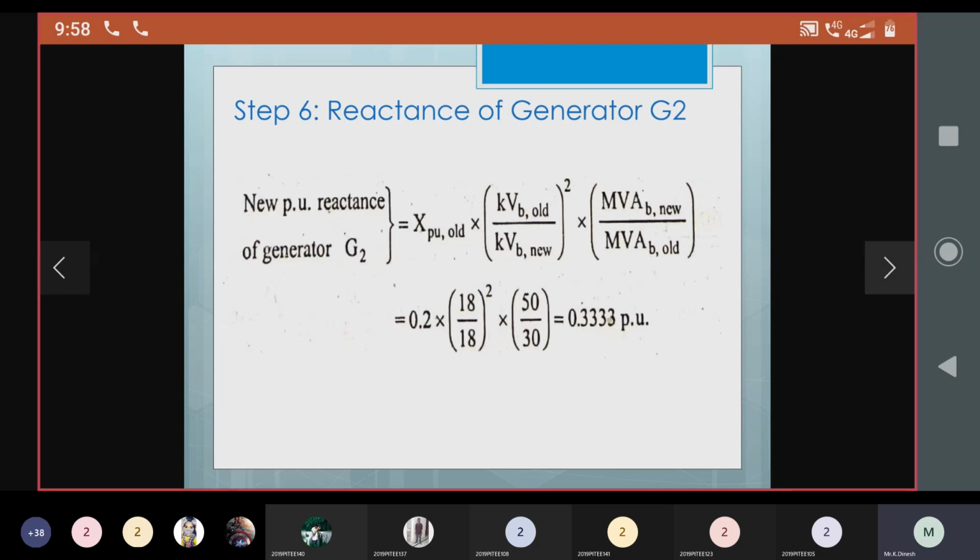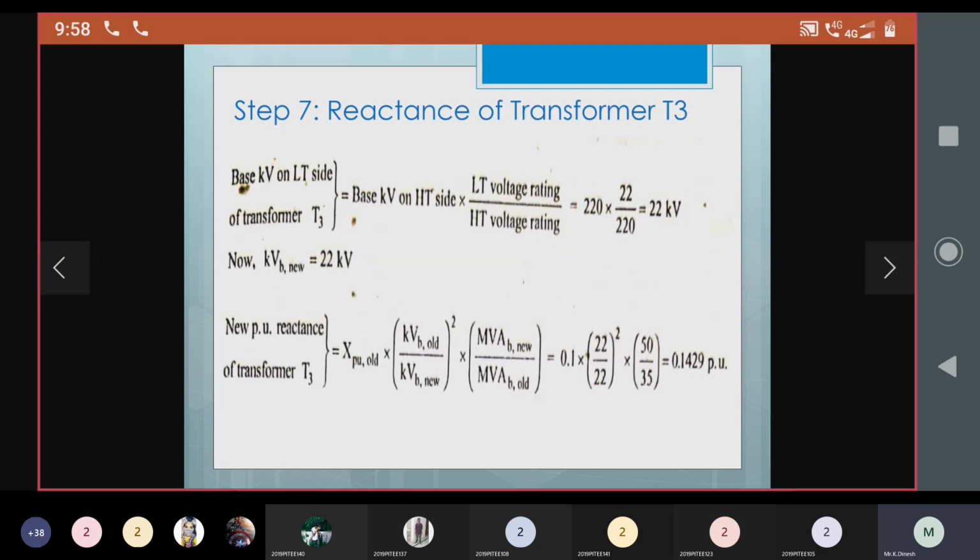So here the reactance of the transformer T3 is always. Mute your microphones.